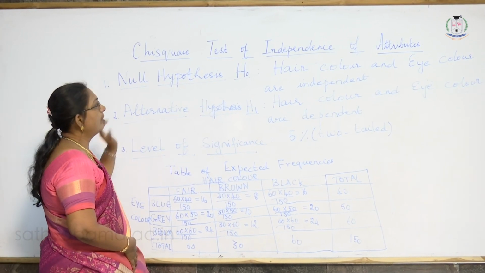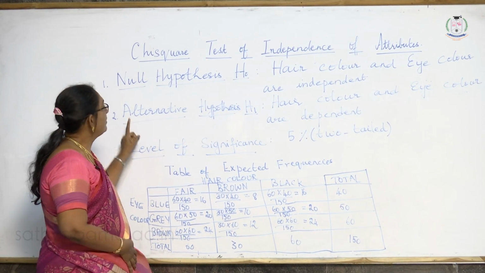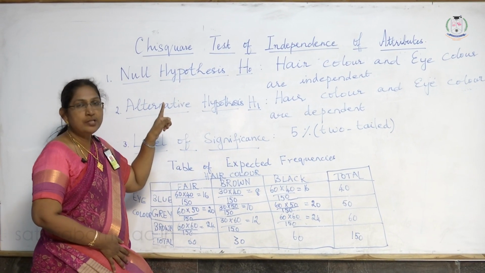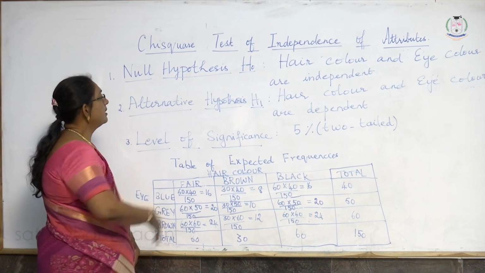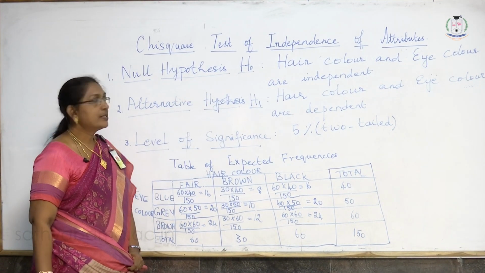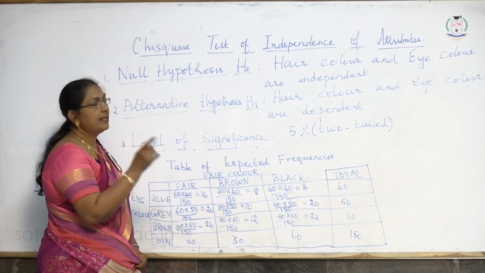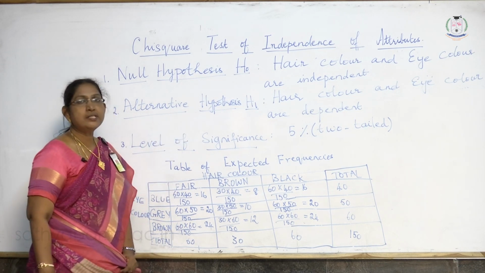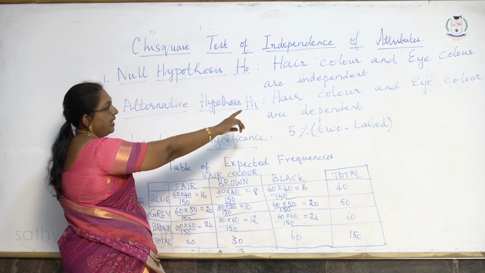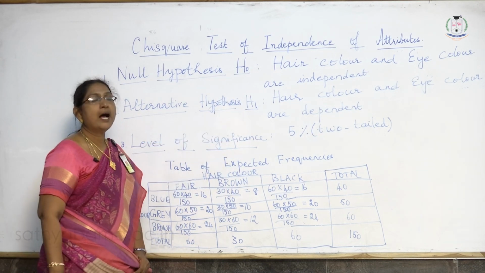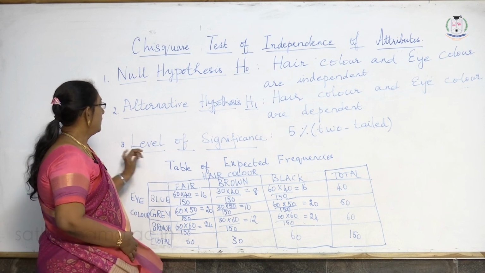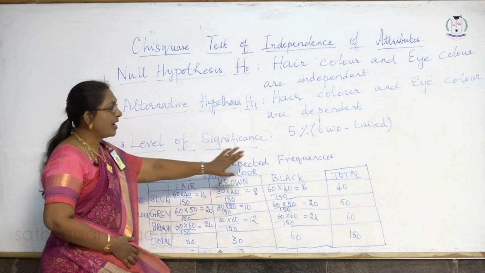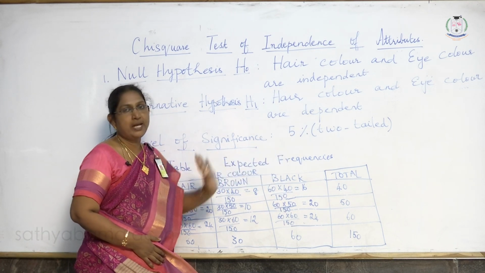Now, when we are solving the chi-square problem, first we have to set the null hypothesis. The null hypothesis is called the hypothesis of no difference. So here the null hypothesis H naught is given as: the hair color and eye color are independent. Next, we will set the alternative hypothesis H1. H1 says hair color and eye color are dependent. Then we will go to the level of significance. The level of significance here is 5% level, and it is a two-tailed test.